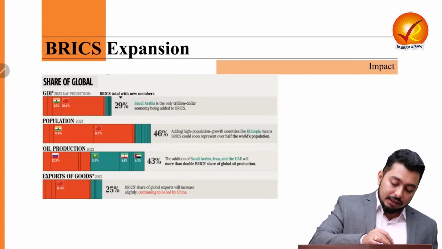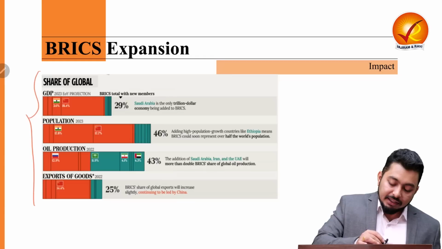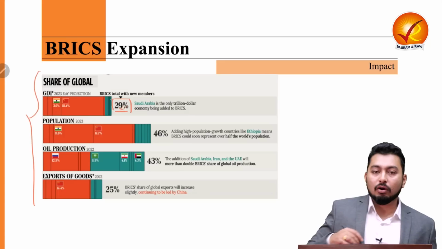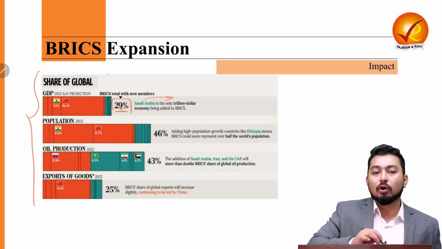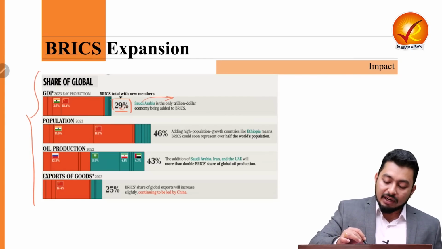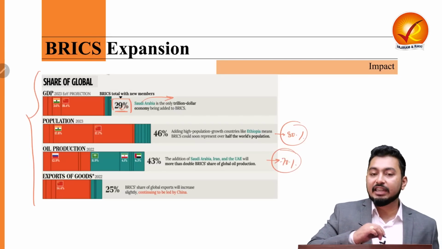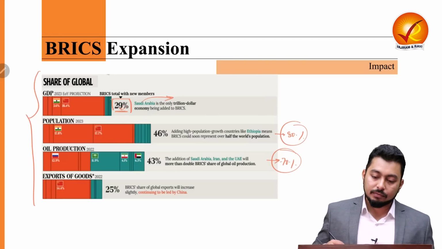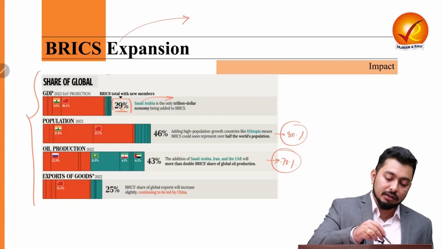Now, let's look at some impacts. With this increase, the GDP, which is right now 29% of the world, will increase because $1 trillion of Saudi Arabia is also coming in. Then population-wise, it will be more than 50% of the world. And oil production-wise, it can go even to 70% of global oil production. That simply tells us that whenever we are looking at BRICS expansion, it is also about resources.